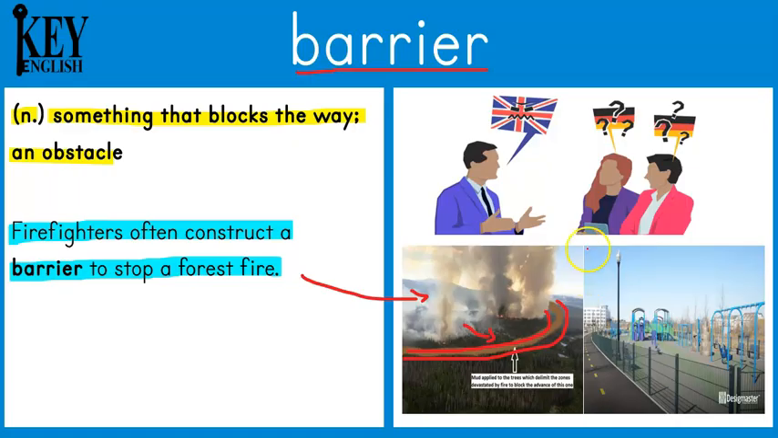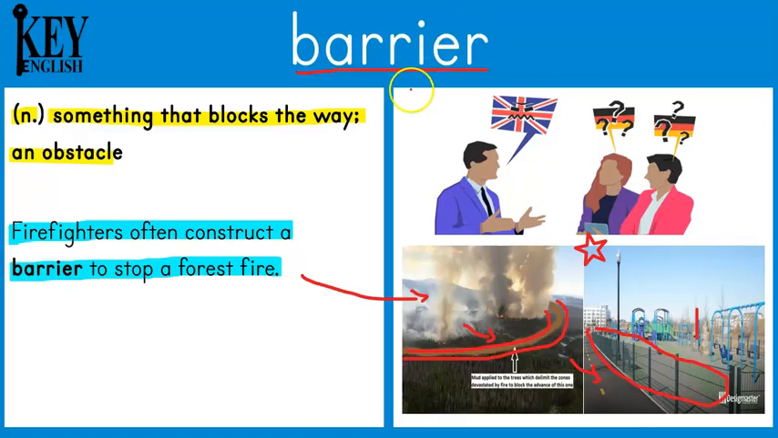Another example of a barrier that is an object is here in this picture. You can see that there is a playground here and there is a road over here. And between the two, there is a fence. So this fence is the barrier that is separating or blocking things from going both ways.